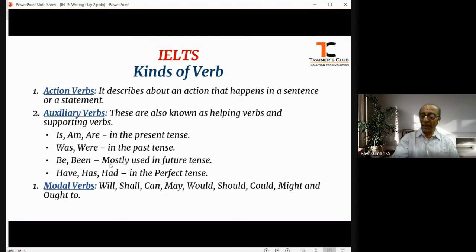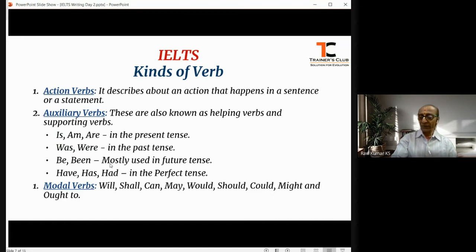Now, what are the action verbs? They tell us about the action in the sentence and what is the action that is happening. That is, what is the thing that is going on? What is the thing that is taking place in a statement or in a sentence or in an interrogation, whatsoever it may be.